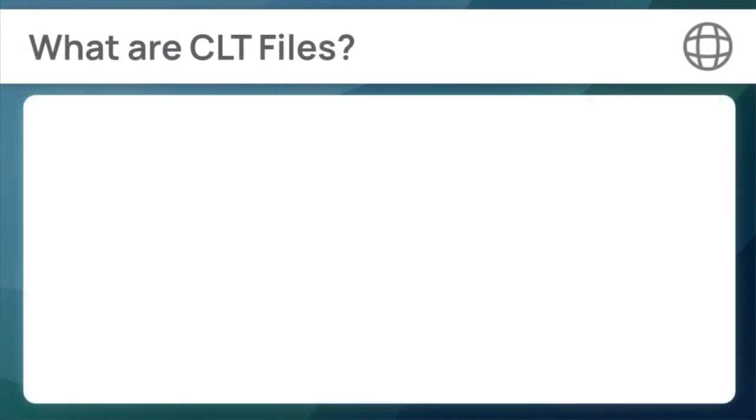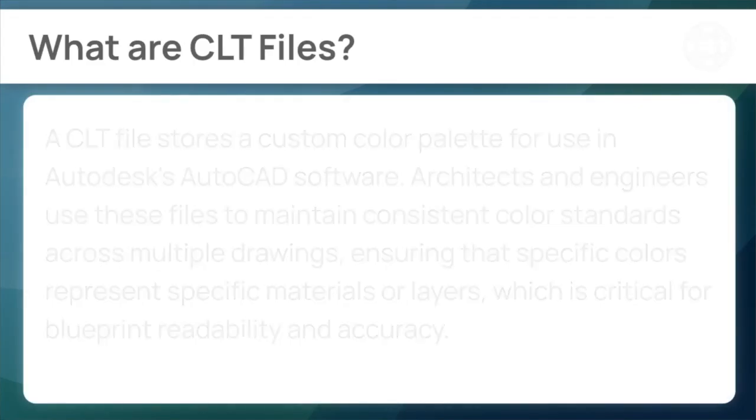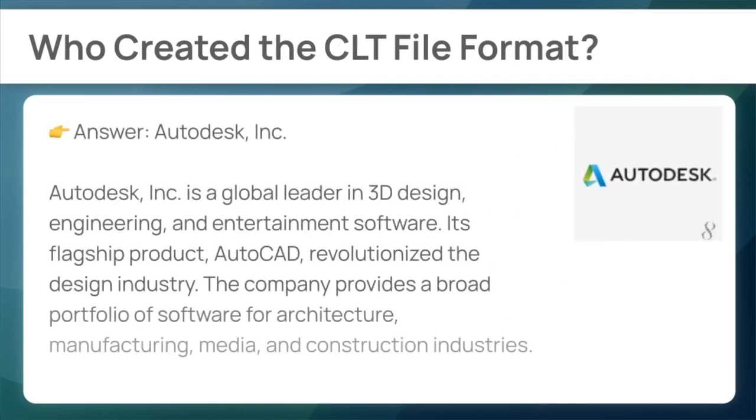A CLT file stores a custom color palette for use in Autodesk's AutoCAD software. Architects and engineers use these files to maintain consistent color standards across multiple drawings, ensuring that specific colors represent specific materials or layers, which is critical for blueprint readability and accuracy.